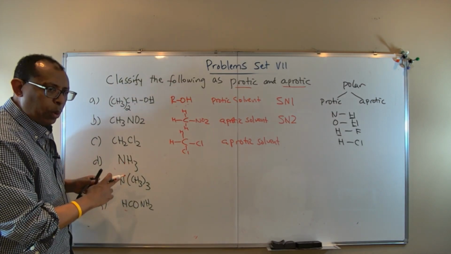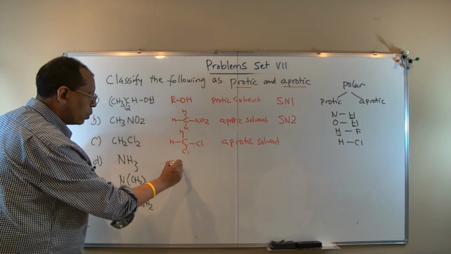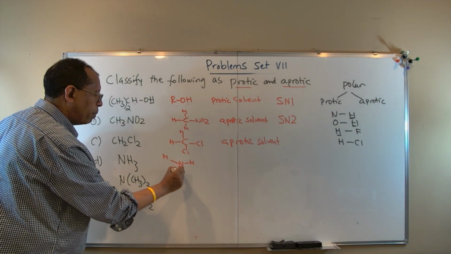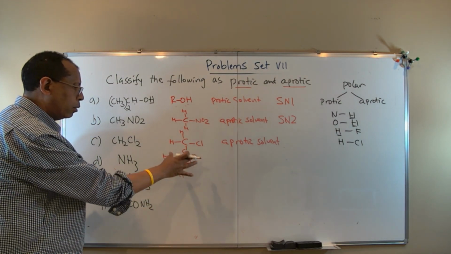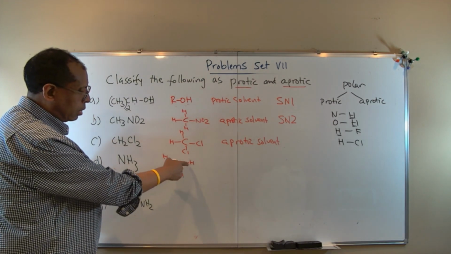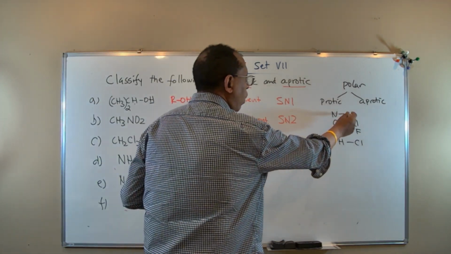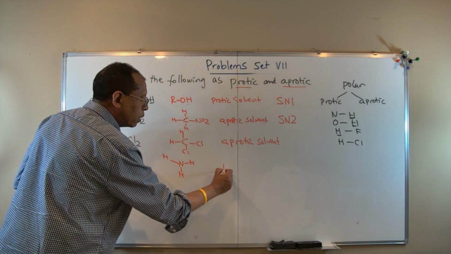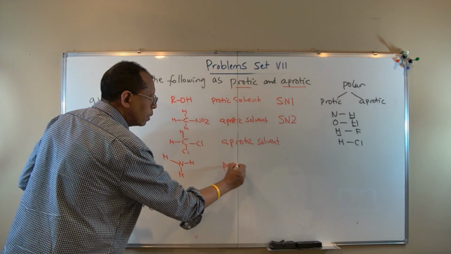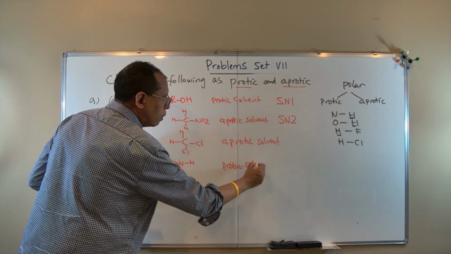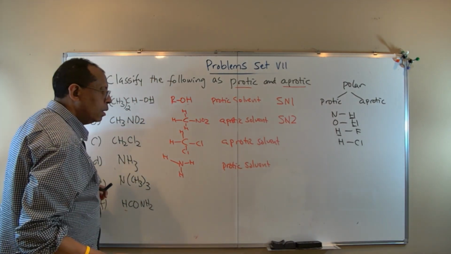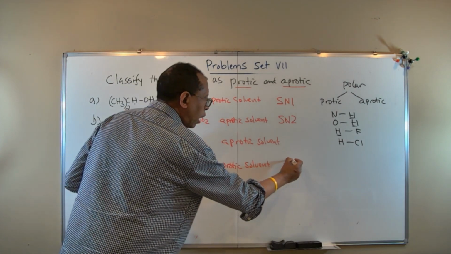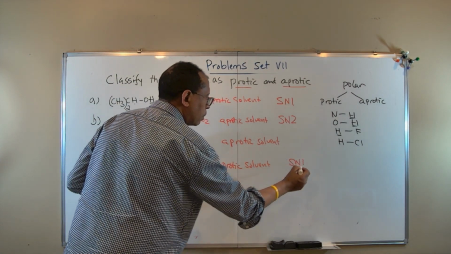Here you have ammonia. This is NH3 with three hydrogens that are capable of hydrogen bonding, and the hydrogens are on nitrogen. So this is a protic solvent. It could potentially be used in an SN1 type reaction.